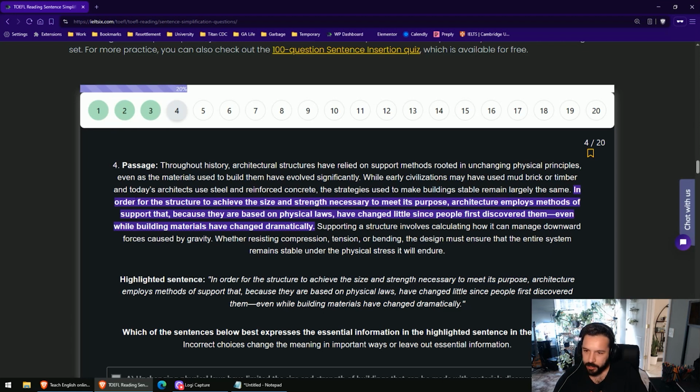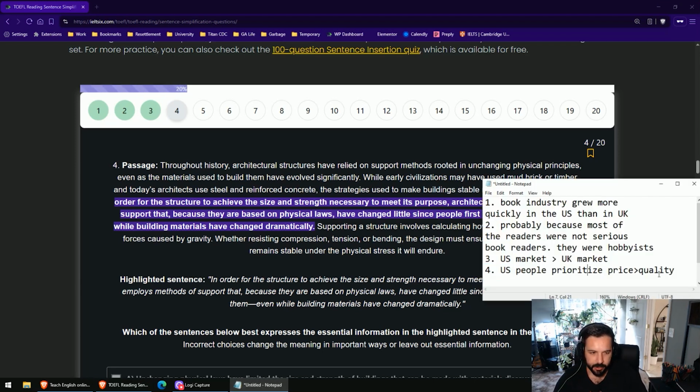So let's see. In order for the structure to achieve the size and strength necessary to meet its purpose, architecture employs methods of support that, because they are based on physical laws, have changed little since people first discovered them, even while building materials have changed dramatically. This is one of my favorite questions.